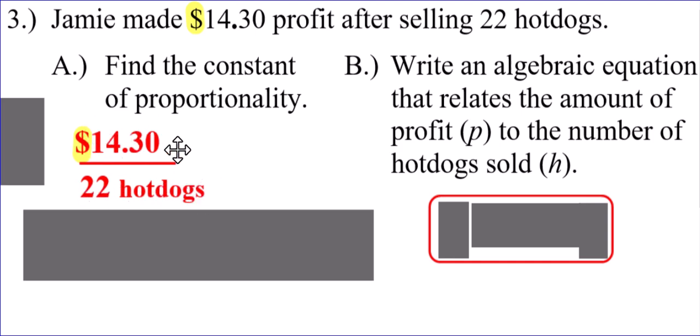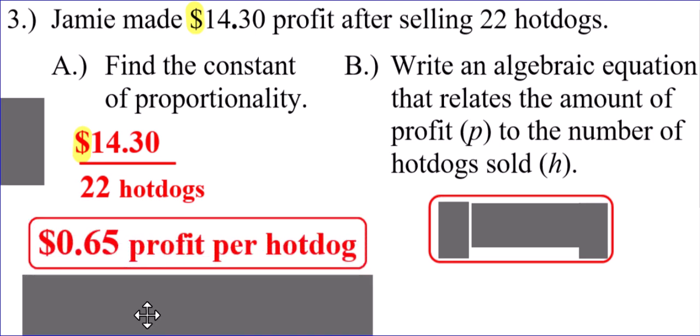Divide in your calculator. Make sure you're punching in the 14.3 first, then divided by 22 to the right of the division symbol. Do that right now in your calculator, and you should get 0.65. Now let's put the units of measure. We had dollars of profit, that's first on the left, and then to the right of the word per will be the denominator, which was hot dogs.